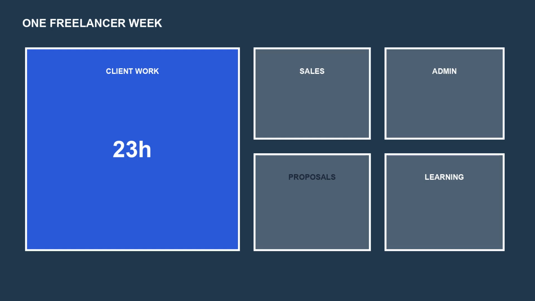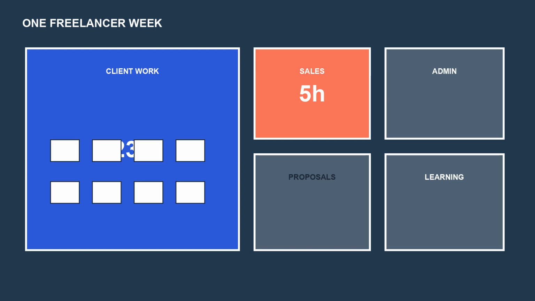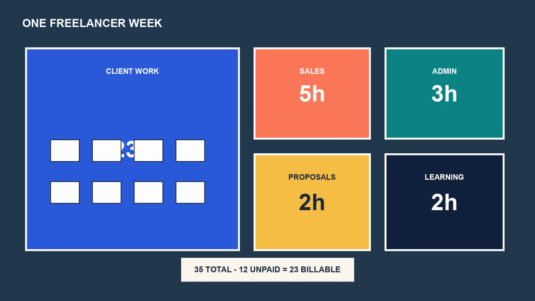Now count the hours clients do not directly pay for: proposals, sales calls, follow-ups, admin, bookkeeping, and learning. The designer estimates 12 unpaid hours each working week. 12 times 46 is 552 unpaid hours. Subtract that from 1,610. The result is 1,058 annual billable hours. Those hours must carry the whole business.